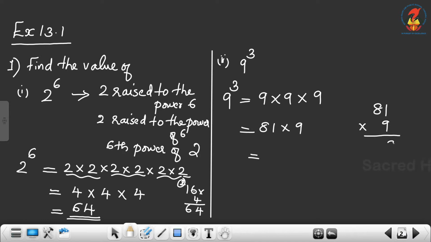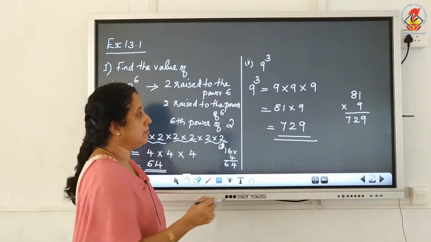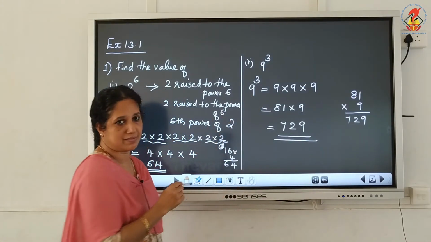You have to find the product. Then 9 8s are 72. So the answer is 729. So 729 we can write in exponential form with 9 as the base, that is 9 raised to the power 3.